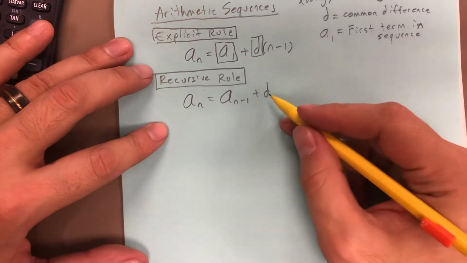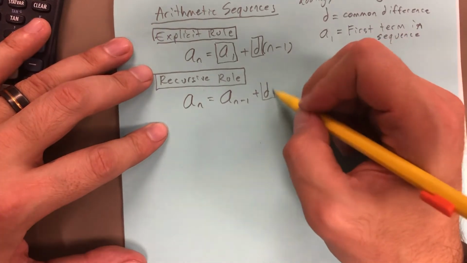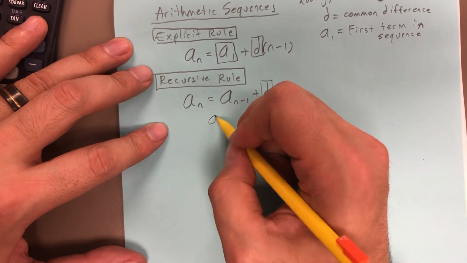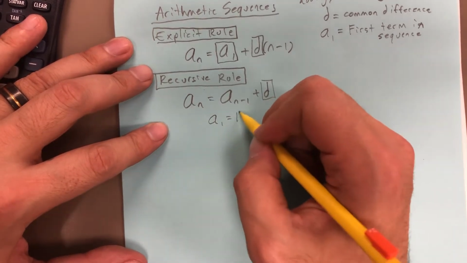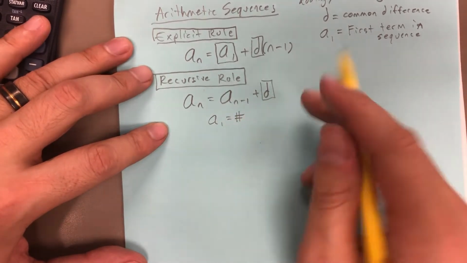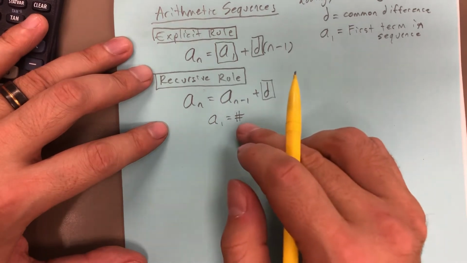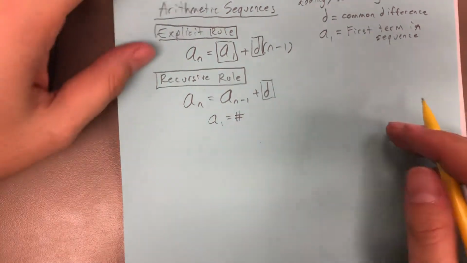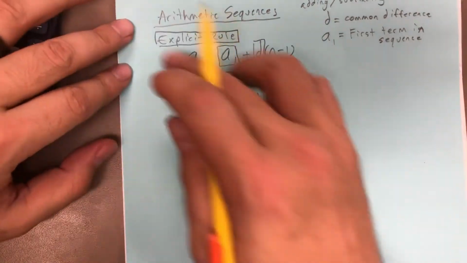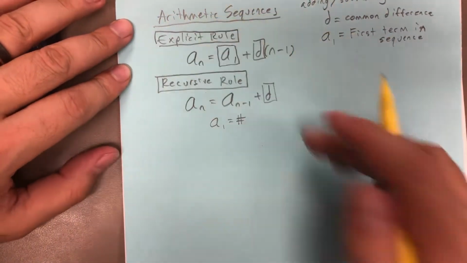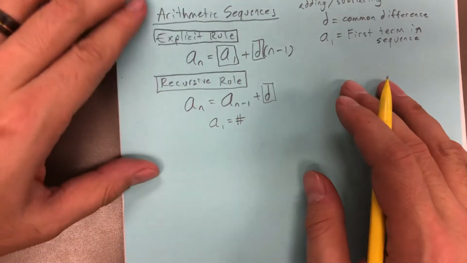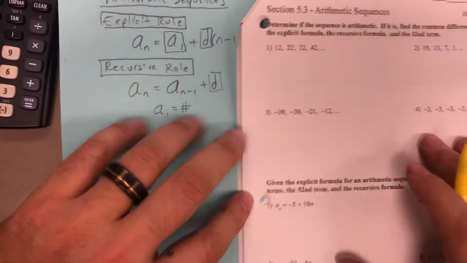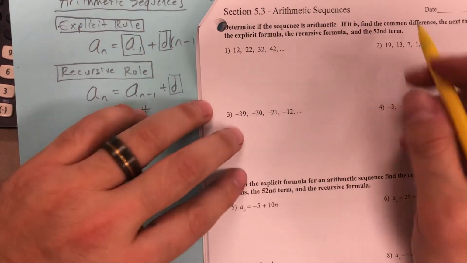So d is still the common difference. It's the only number that you're going to have to plug in, but you're also going to be given a very first term. So it's kind of like a two-part equation. You need to know the common difference, and you need to know the first term for this. But once you have that, you have your arithmetic sequence. So these are the formulas you're going to be given. You need to know how to use them. So let's use them for our little examples here in the homework.